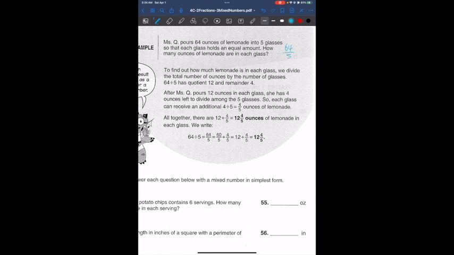And 64 over 5 can be written as 60 over 5 plus 4 over 5. And 60 over 5 can be simplified into a whole number of 12. And so it can be written as 12 plus 4 over 5, which will be 12 4/5. And that is what we call a mixed number. And we call it a mixed number because it's a mix of a whole number and a fraction.